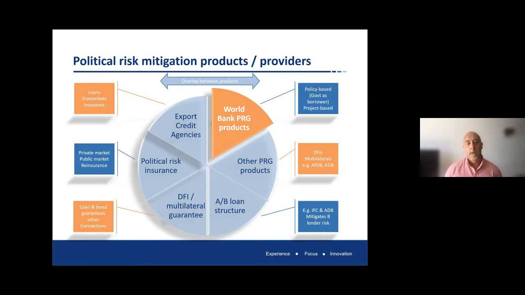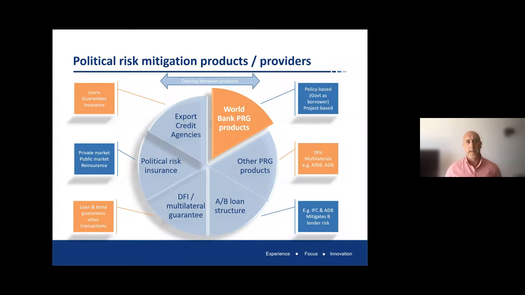Moving around the wheel, we see those same DFIs and multilaterals offer guarantees that are not necessarily partial risk guarantees, but are guarantees in the context of other types of transactions, although again, there could well be some overlap. So these could be used in the context of a loan or a bond transaction. Carrying on around, political risk insurance.